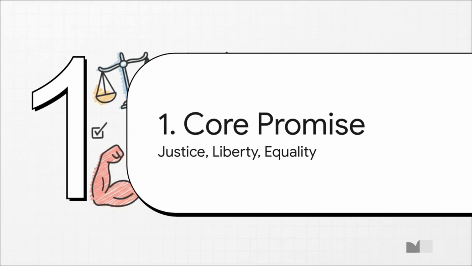First up, that core promise. The preamble of the Constitution. It's a big deal. It declares that it will secure justice, liberty, equality, and fraternity for all its citizens. And these aren't just words. They are the four massive pillars that Indian democracy is built on.